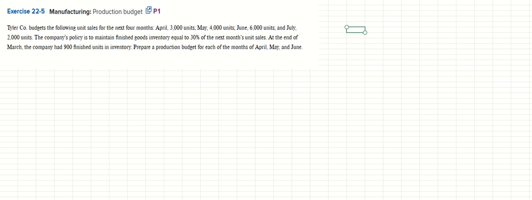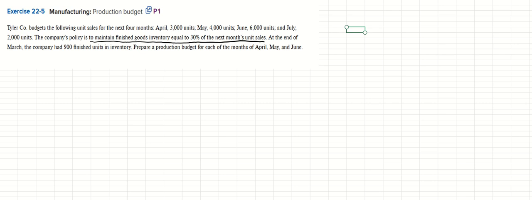Okay, so this one looks like this: a company budgets the following unit sales for the next 4 months. For April, they budgeted to produce 3,000 units. The month of May, 4,000 units. June, 6,000 units. And July, 2,000 units. The company's policy is to maintain finished goods inventory equal to 30% of the next month's unit sales. So this one is a crucial part that is going to be included in the production budget.